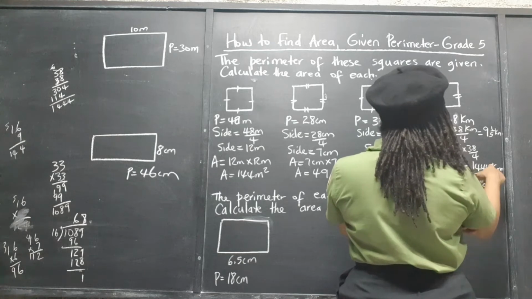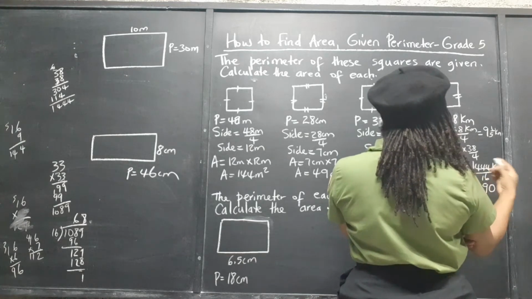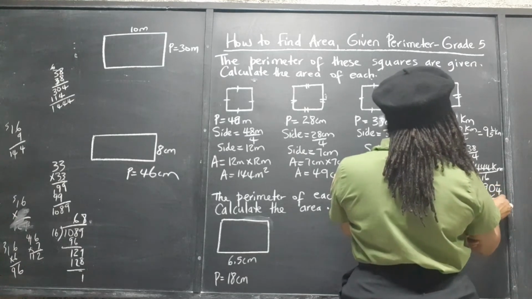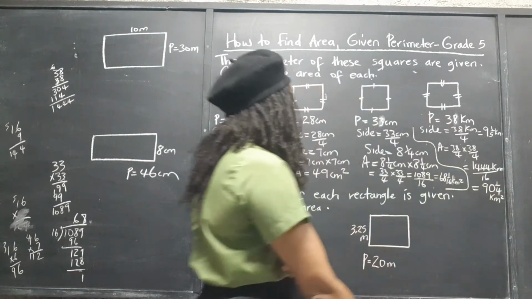And 16 into 4 is 0. And we have 4/16, which is a quarter. So that's 90.25 kilometers squared for the area.